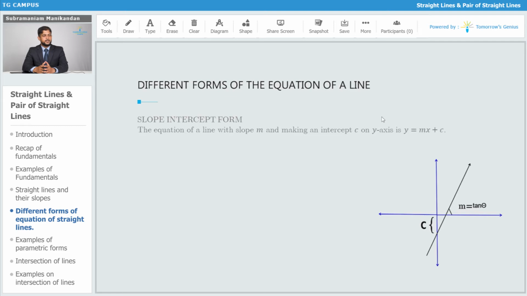What is the y-intercept? The distance from the origin at which the line cuts the y-axis is called the y-intercept. In the diagram, it is denoted by the small c. As you can see, that is the distance between the origin and the point on the y-axis where the line cuts the y-axis. So in that case, if the slope is known and the quantity c is known, we can write the equation of the line as y = mx + c.